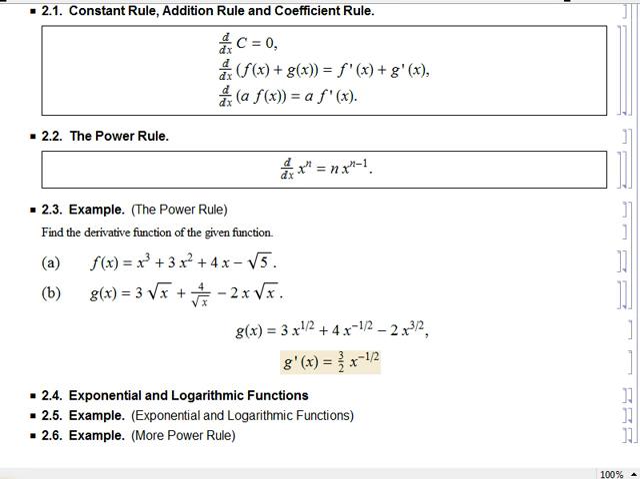How about the next one? Plus 4 was there, x to the negative 1/2 power, that's going to come out, and I'm going to multiply this negative 1/2 and 4 here. So negative 1/2 times 4, I'm getting negative 2. How about the power? I have to subtract 1 from the power, so negative 3/2 power.